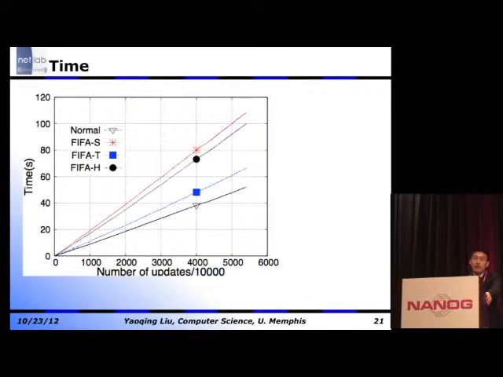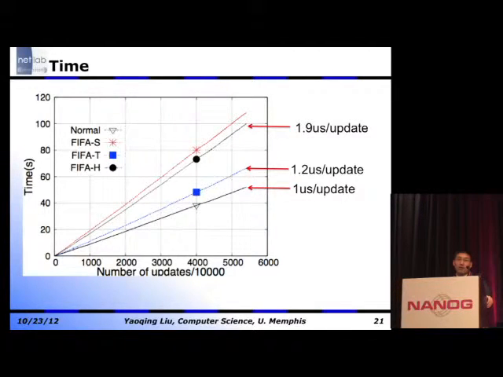So the second metric is the time. The bottom black line represents the normal updates without aggregation. The update is about 1 microsecond per update. So the blue line represents the FIFA-T results. It's about 1.2 microseconds per update. And for FIFA-H, it's about 1.9 microseconds per update. Even for the optimal one, the smallest FIB size one, it's about 2 microseconds per update. From the results, as you can see, they are affordable.